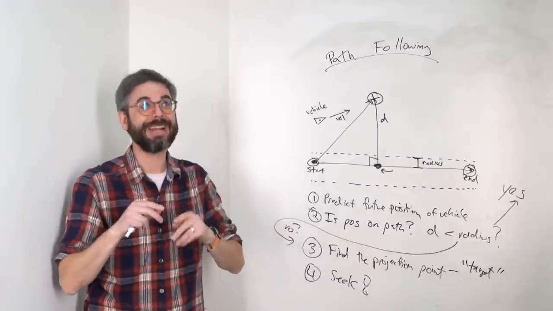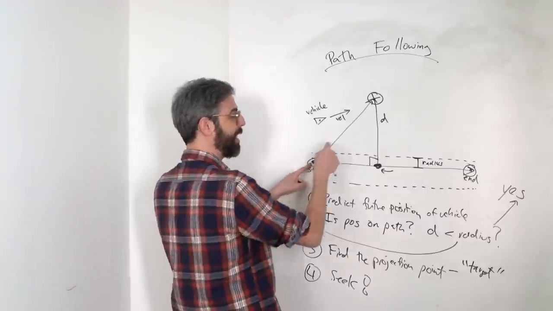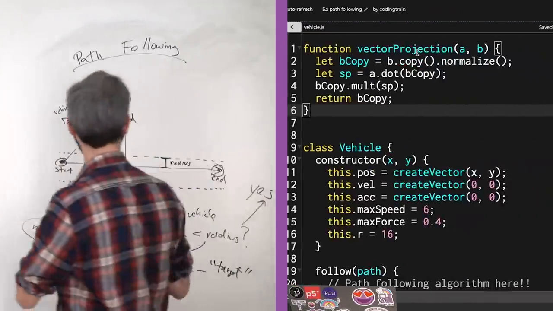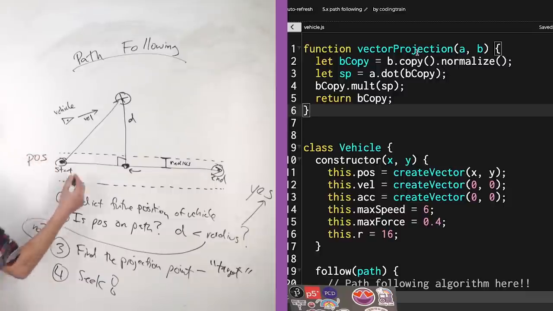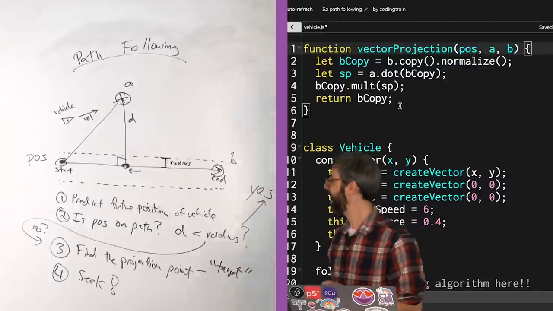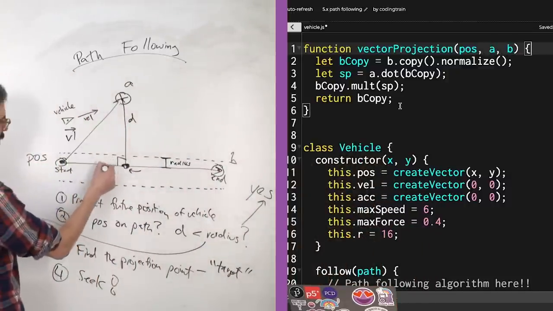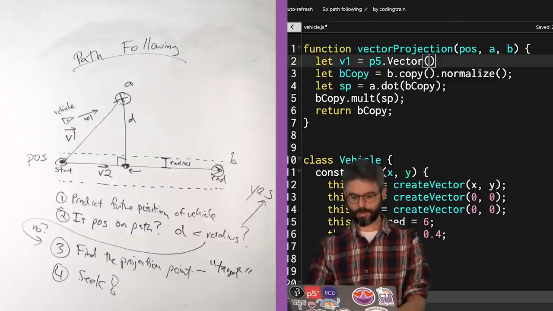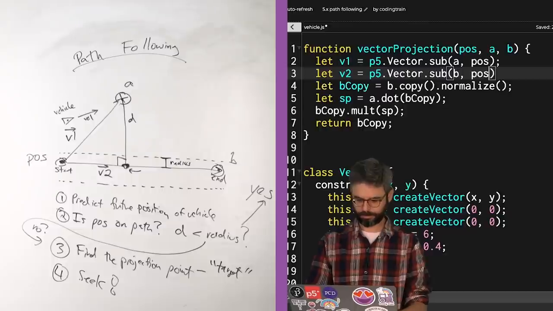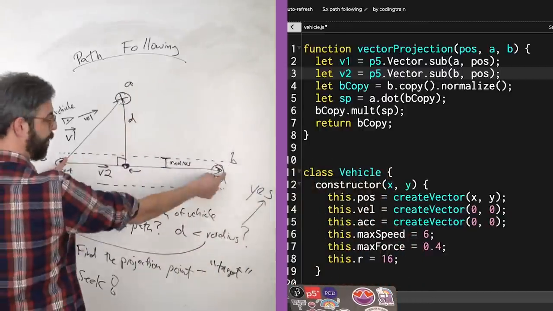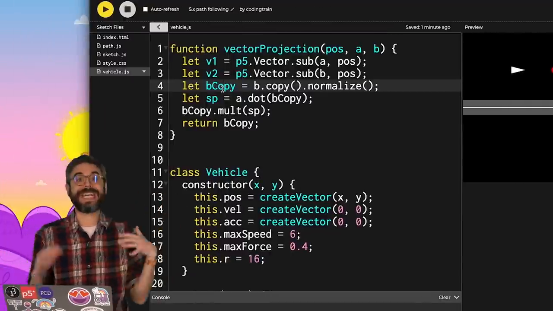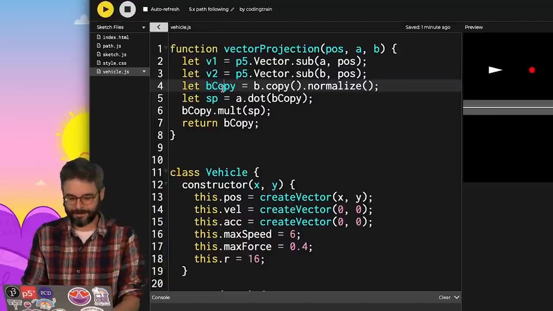So I think I want to rewrite that vector projection function to take as its input these three points, calculate these two vectors, and then return this point here. Let's call these points in the function pause, A, and B. And then I'll call these vectors v1 and v2. So v1 is A minus pause. v2 is B minus pause. So what was the vector B is now the vector v2. I don't need to copy it anymore because I've just made it up right here.